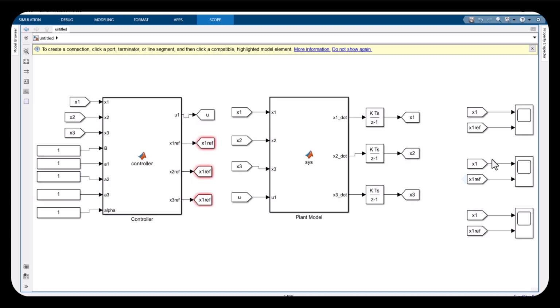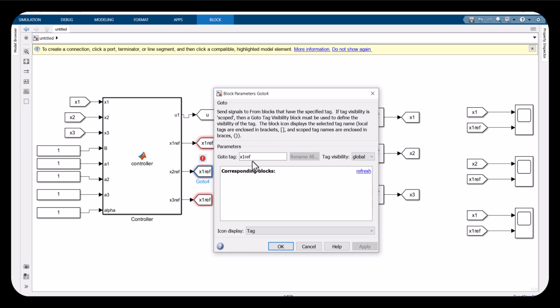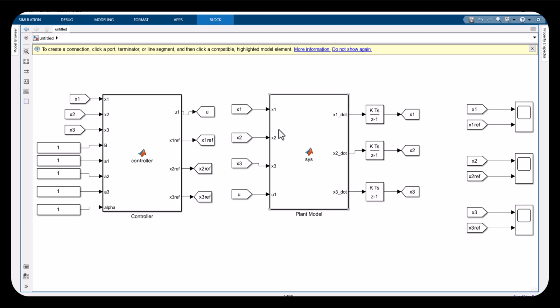Okay, so I can make this x2 with the x2 reference. I needed to rename these as well. So this is x2 reference and this is x3 reference. So x2 with x2 reference, x3 with x3 reference. So that's it. Well, we have done it.